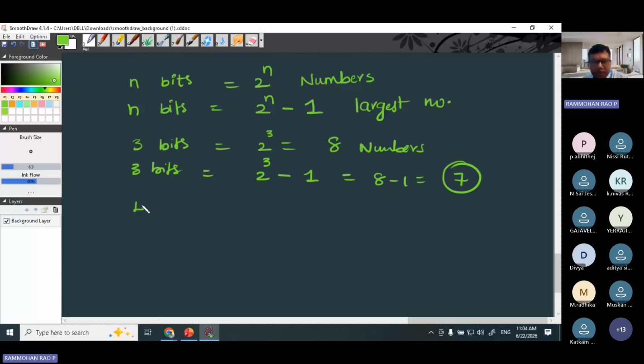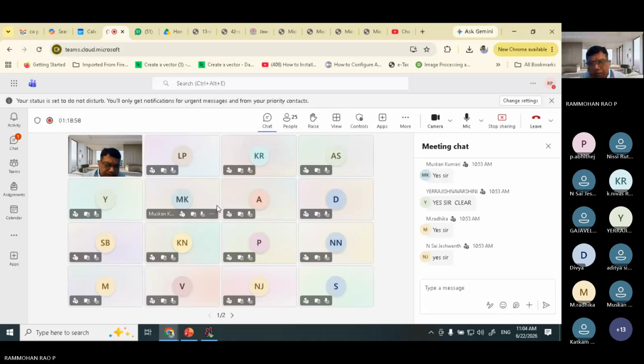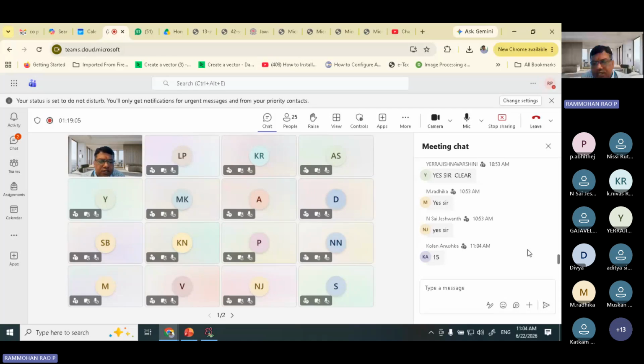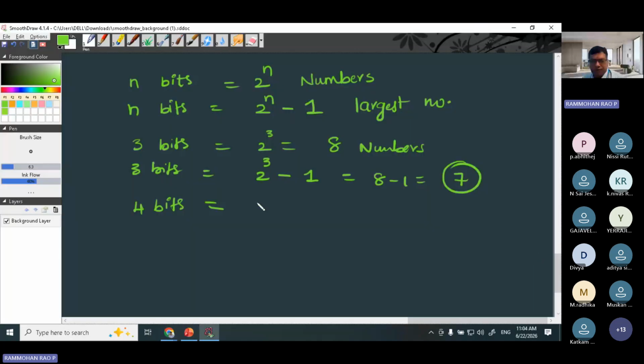Now tell me, for 4 bits, what is the largest possible number? With 4 bits, the largest possible number is 2 power 4 minus 1, 15. That's great.